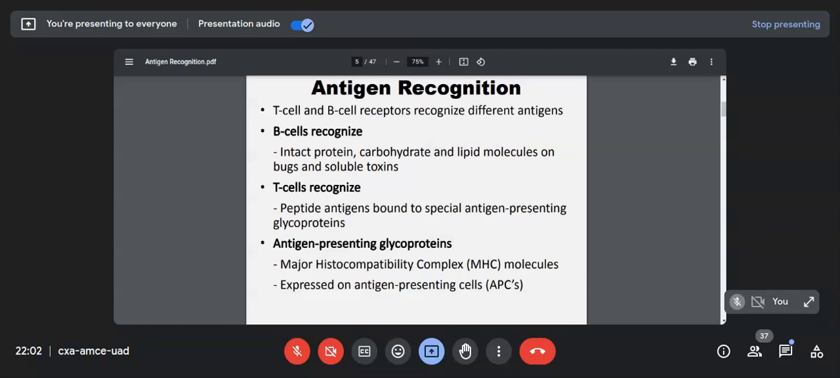Remember, B cells are found where? Outside the cell. T cells are found where? Inside the cell. I don't know if you're getting the point from there. Now, examples of antigen presenting cells that we have are macrophages, which I talked about, and dendritic cells, which I also talked about. Do you still remember these two types of cells? So antigen presenting cells, examples: macrophages and dendritic cells.